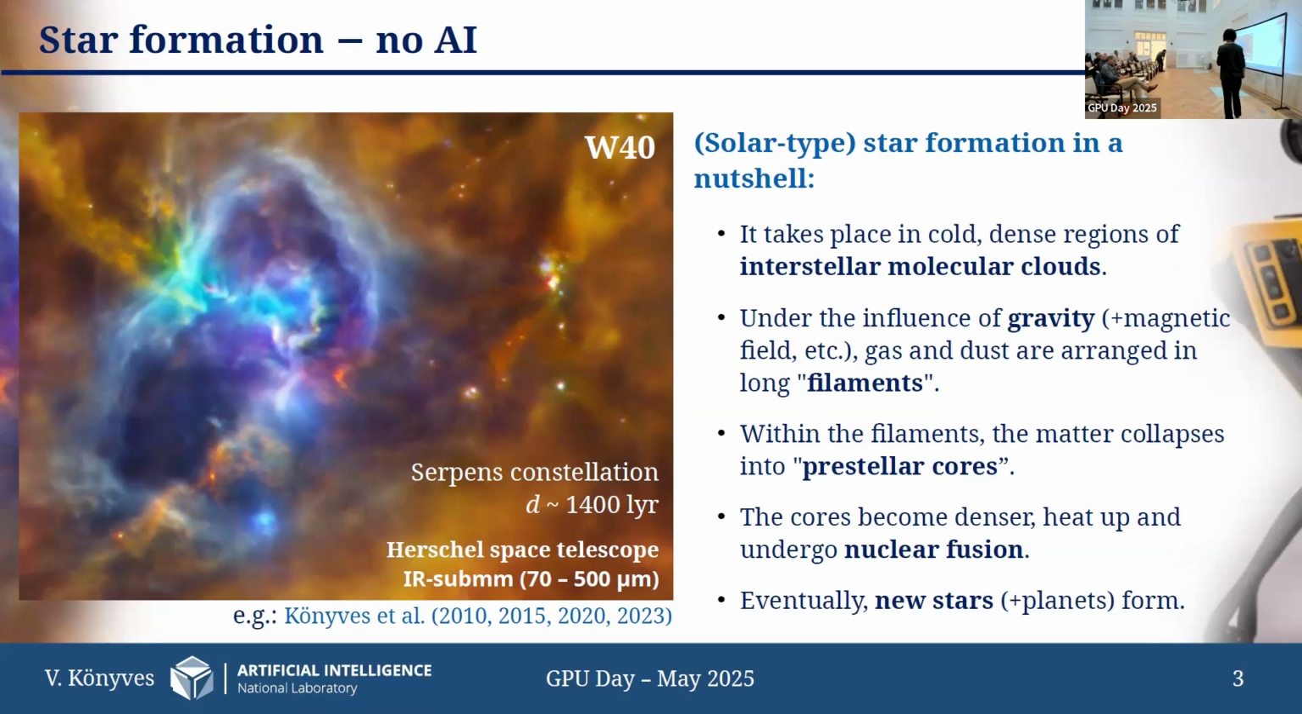in which nuclear fusion can start at some point after accreting enough material, collecting enough material from the direct surroundings. Basically, in a nutshell, this is how solar type stars form together with the dusty accretion disks, from which then planets might form as well.